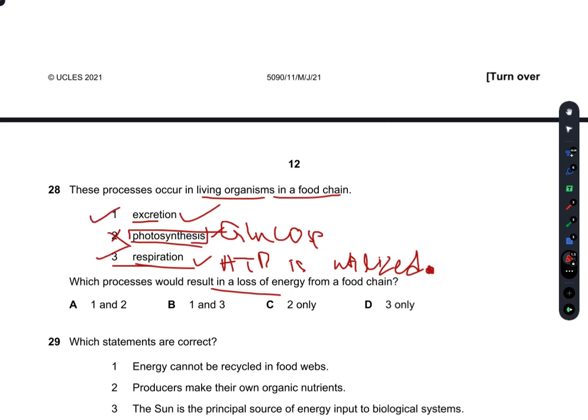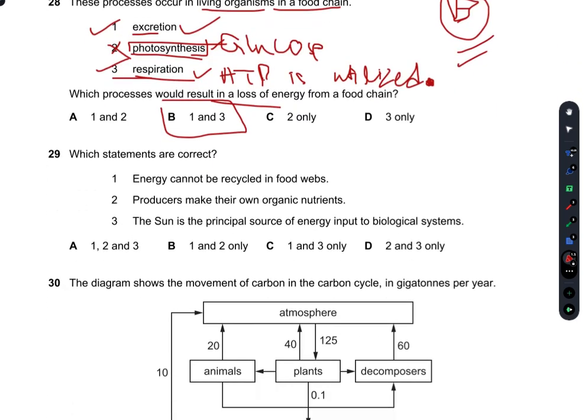So we are only left with 1 and 3. So B is the right option. Do you get that? Photosynthesis produces glucose, so energy has now been produced. Suppose energy is being produced, whereas in respiration the energy is being broken down. Energy is being utilized in the form of ATP. So excretion and respiration would result in loss of energy from a food chain. So B is the right option.